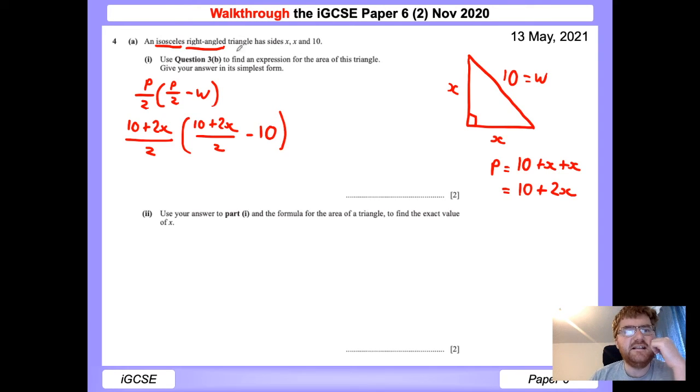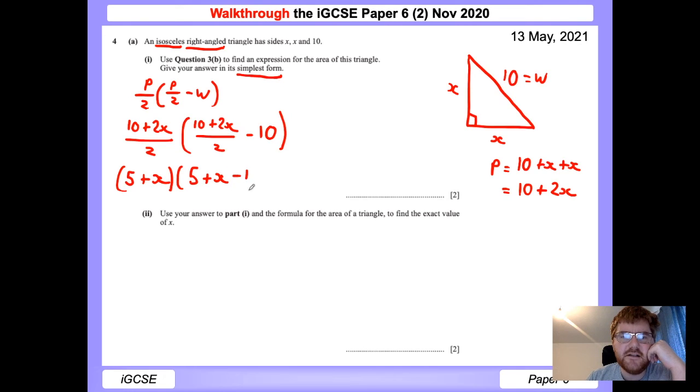Okay, and he wants it in the simplest form. So there's going to be a little bit of algebra now to actually get this in the simplest form. The first thing to notice here is because it's both divided by 2, we can divide each of these by 2 as well. This is not bad cancelling, you are allowed to do this. So 10 divided by 2 is 5. 2x divided by 2 is equal to x. So we get 5 plus x. Okay, and we get the same value here. So we get 5 plus x. I'm going to put this in brackets.